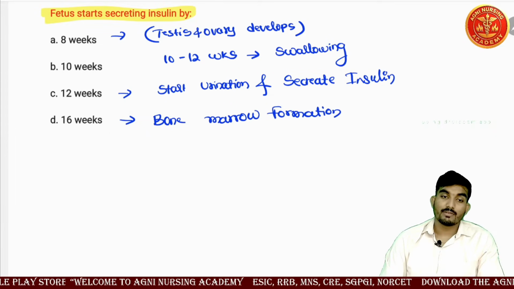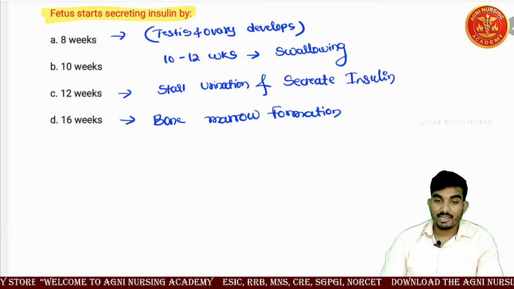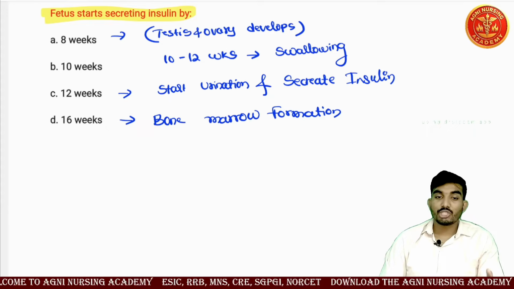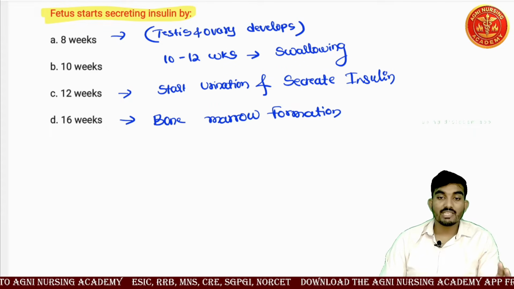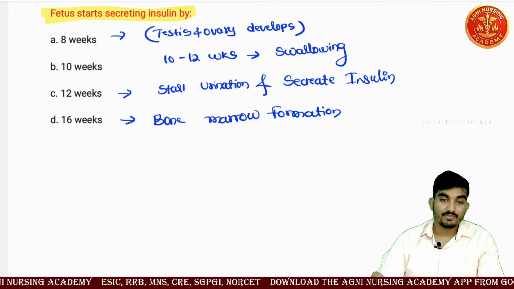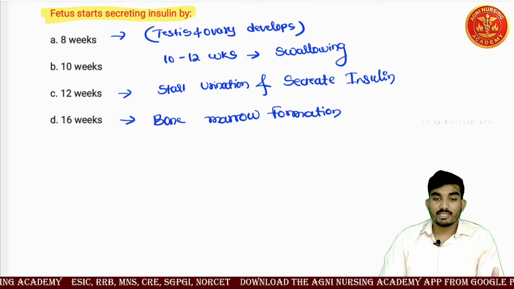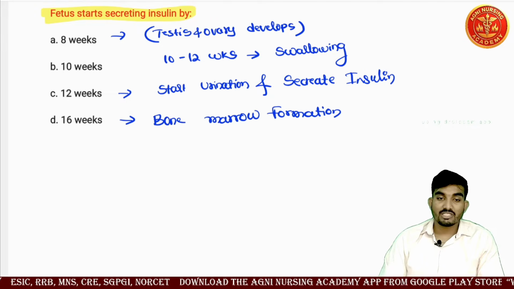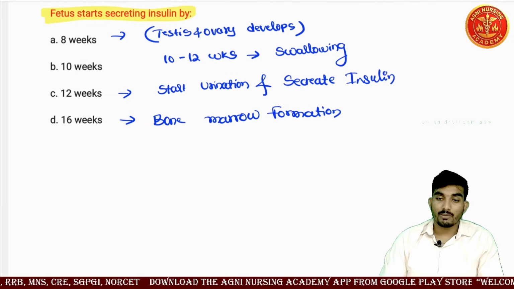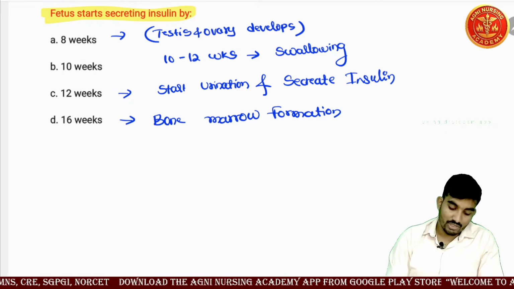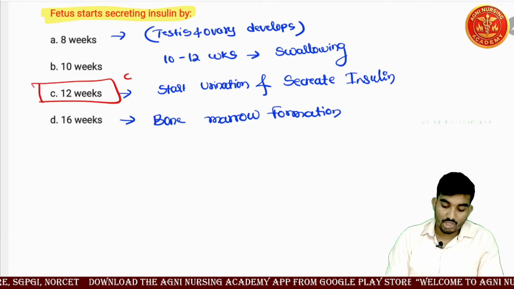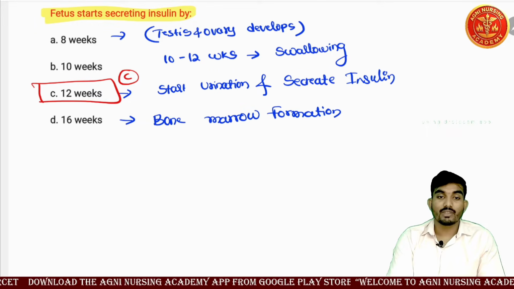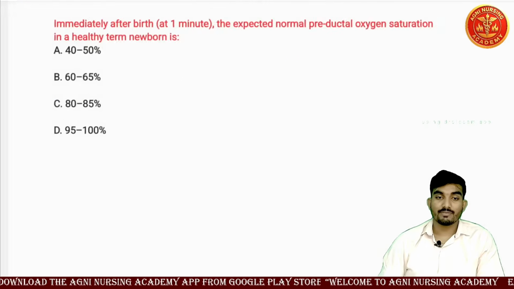Okay. In the 8th week, the internal gonads will develop, that means testes and ovary. In the 10 to 12 weeks, the fetus will start swallowing. In the 12th week, the child will start secreting insulin and urination, and in the 16th week, bone marrow formation will start. The correct answer for our question is option C, that one is the 12 weeks starts secreting insulin. Okay, we'll see the next question.